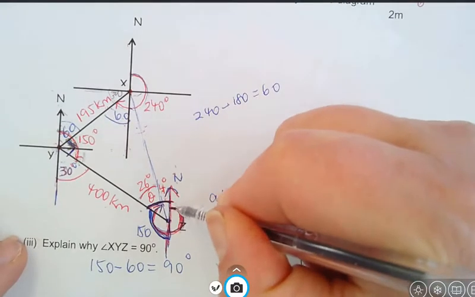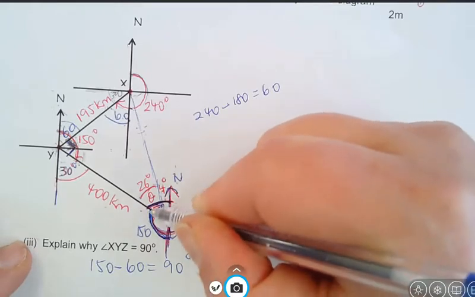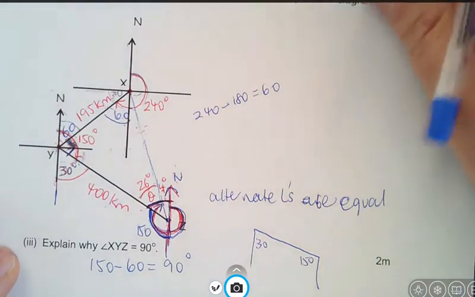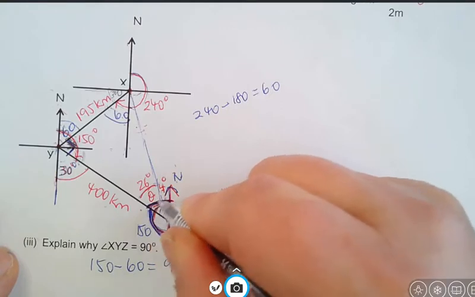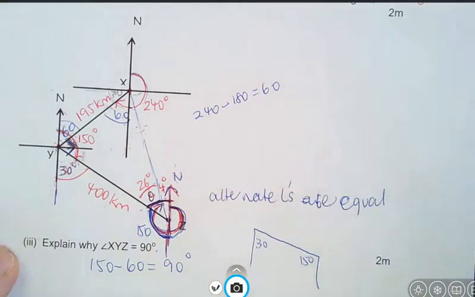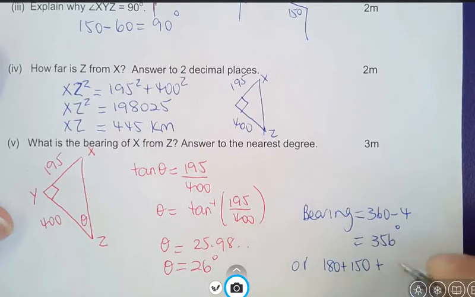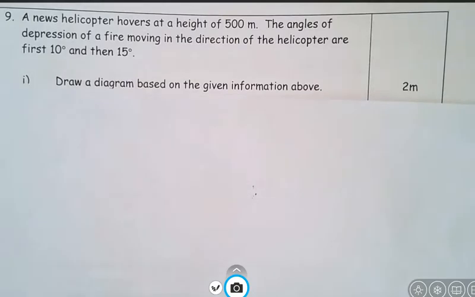Now I know that around here is 180. So the other way to do it is 180 plus 150 plus the 26. That is the other way to do it: the 180, the 150, plus the angle that I just worked out in the triangle, which was 26. That's 356 degrees. Okay?